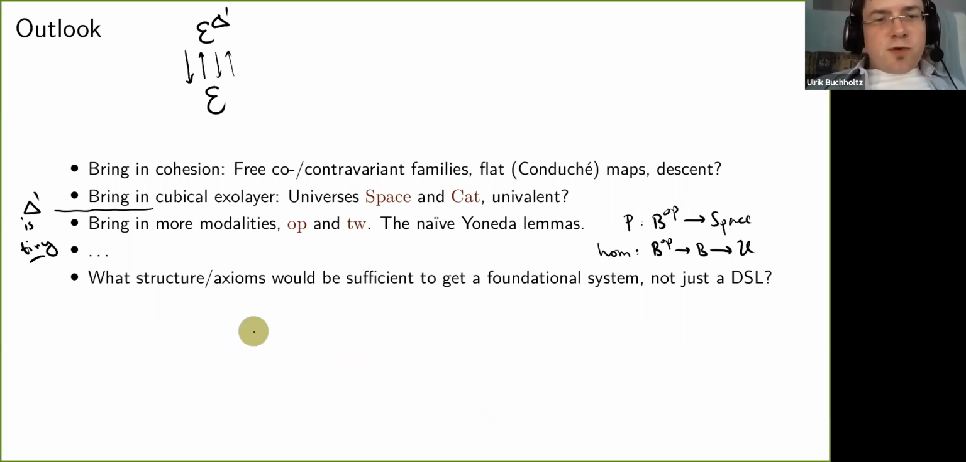That would obviously require some structure on this type theory. Anyway, that's maybe some food for thought, and I will stop here, and thank you for your attention.